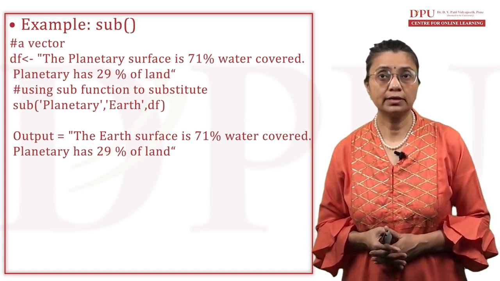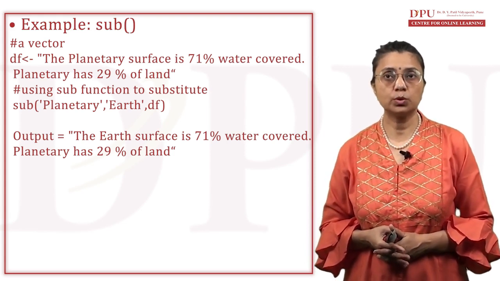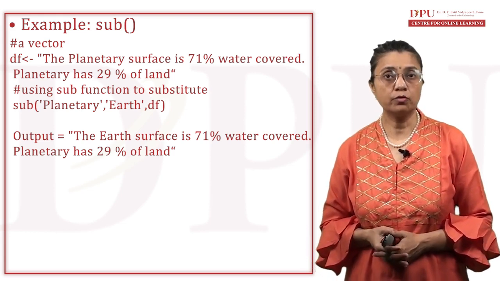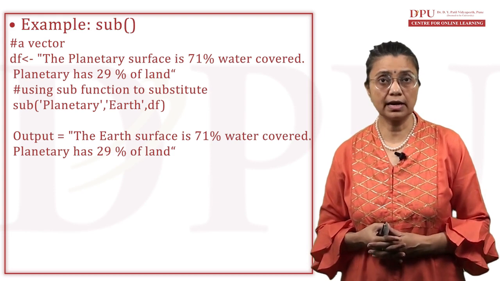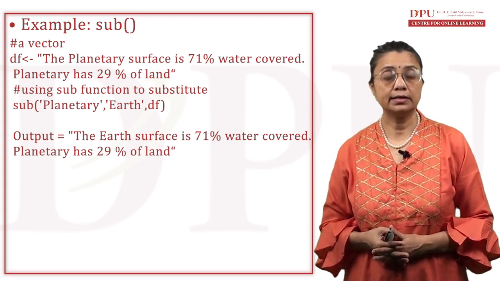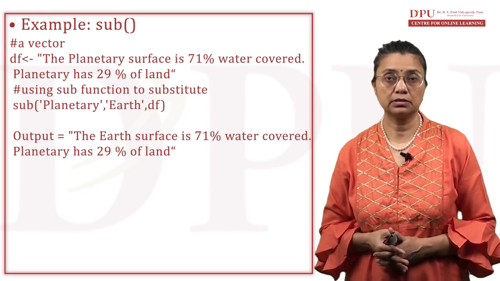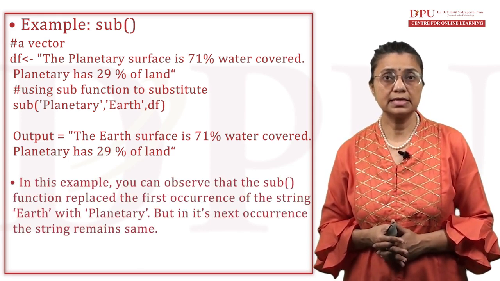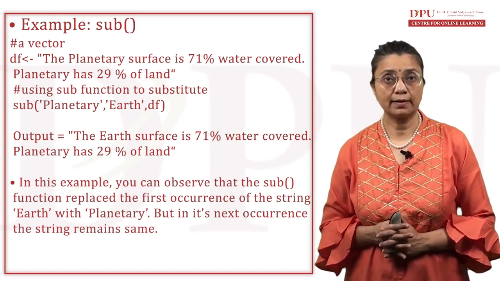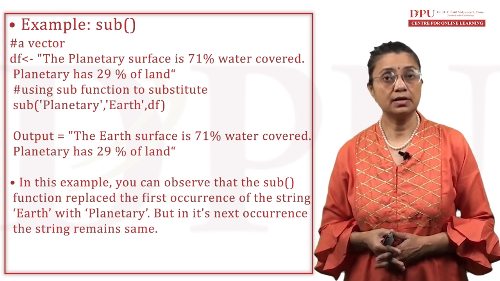You can see over here that the first occurrence of planetary is replaced with earth, and the variable is df. You can see in the output that the first occurrence of planetary is substituted with the word earth, and the second occurrence of planetary is not substituted with the word earth. It remains the same. So in this example, you can observe that the sub function replaces the first occurrence of the string and not all the occurrences. The next occurrence remains the same.